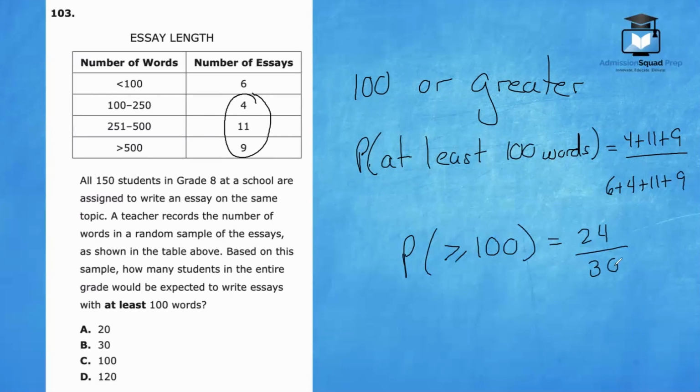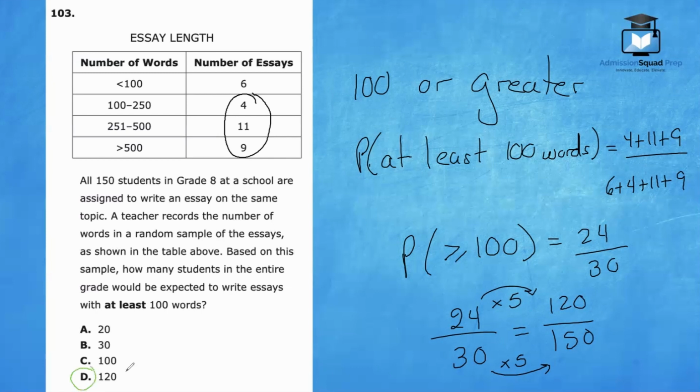Since the probability is 24 out of 30, we now need to figure out how much that would be out of 150 students. For every 30 students, 24 of them will write an essay with at least 100 words. So if we were looking at the entire student population, we would multiply 30 times 5 to get 150 and 24 times 5 to get 120. So the correct answer here is D. There will be about 120 students in the entire grade 8 class that will write an essay with at least 100 words.